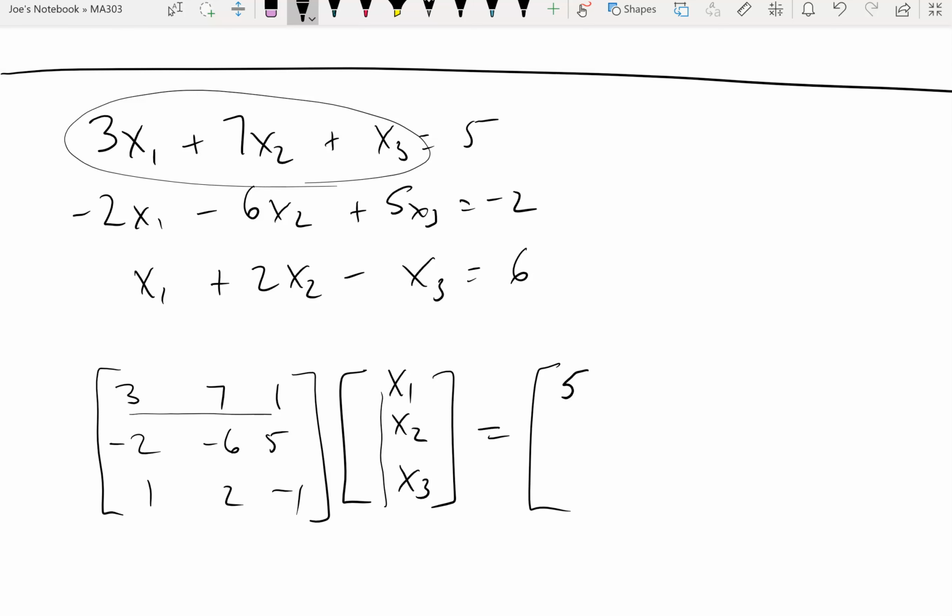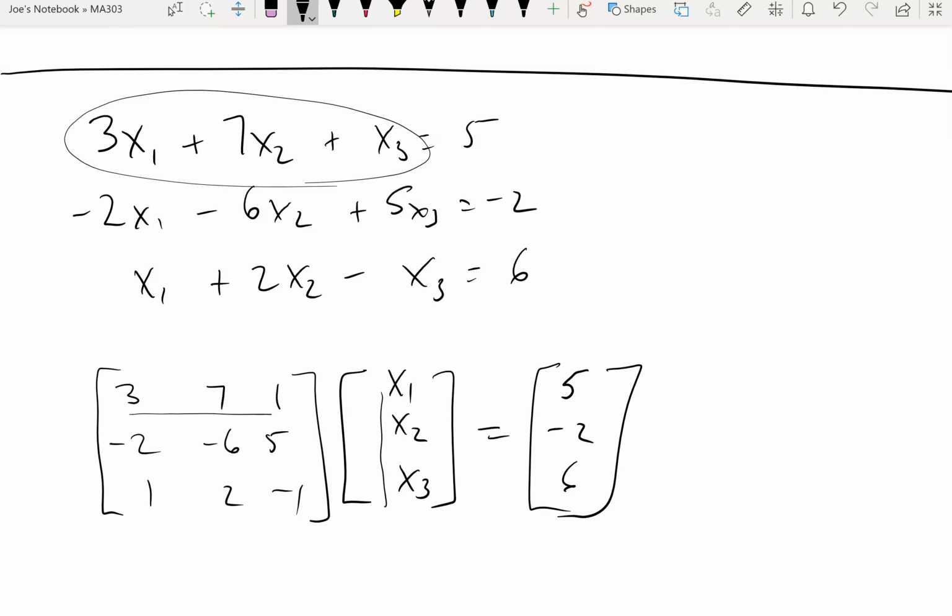If I actually carry out the multiplication, that 1, 1 entry would be 3x1 plus 7x2 plus x3, right? We would want to set that equal to 5 when we're solving it. So what should the second one be? -2. And the last one should be 6, right? So this is our associated matrix equation, a matrix equation that's associated with the system of linear equations. So every system of linear equations that you can write down, there's an associated matrix equation that you can also write every single time. Okay?